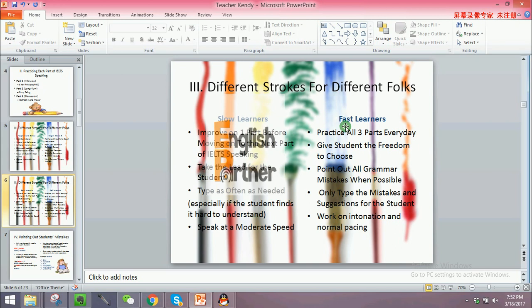While for fast learners, we try to practice all three parts every day. But with this type of students, I give them the freedom to choose which part they want to practice first. For example, if a student requests to focus on part 2 and 3, it's okay with me.